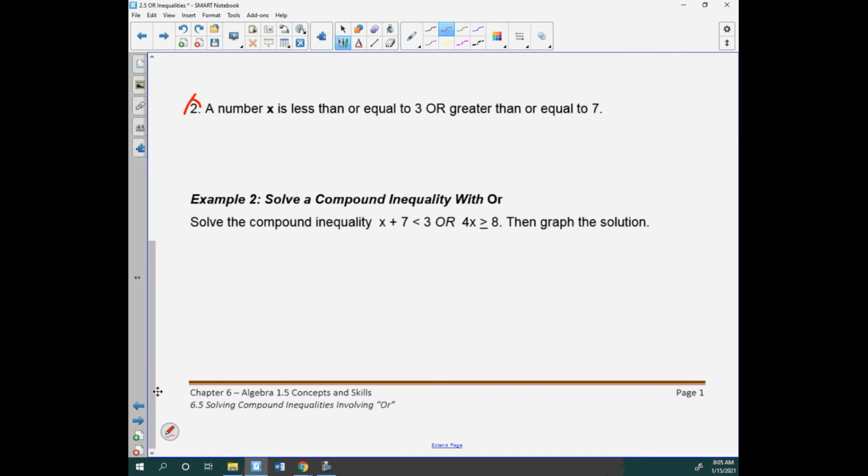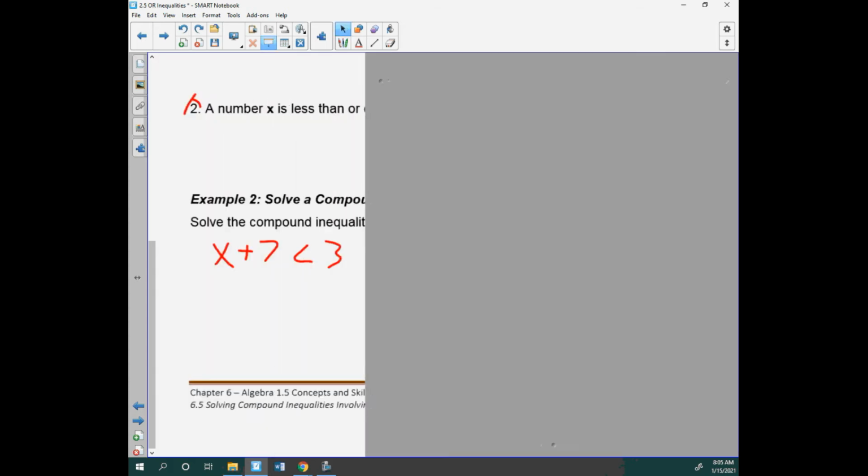All right? Example 2. Solve a compound inequality with OR. Well, what do you notice about this one versus our other ones? There's variables and there's some algebra we've got to do. Okay? Well, that's no big deal. I'm going to write this a little bit larger so you can see it. X plus 7 is less than 3, or 4x is bigger than or equal to 8. If I just gave you this problem, you would probably be like, well, that's pretty easy. And it should be. We already did this one in the earlier sections, right?